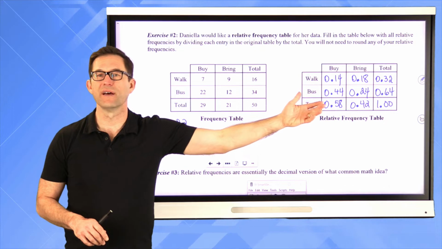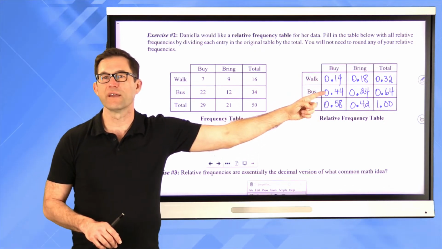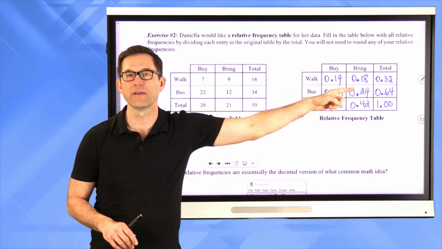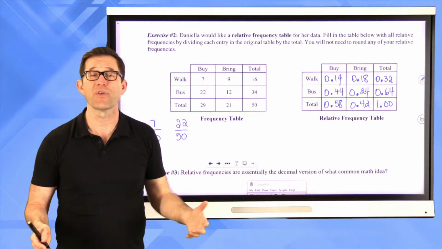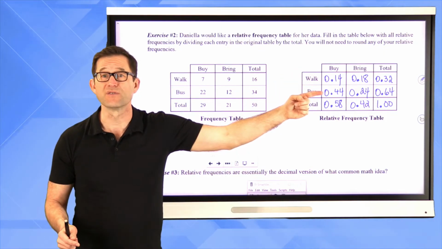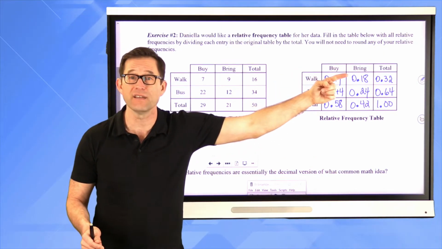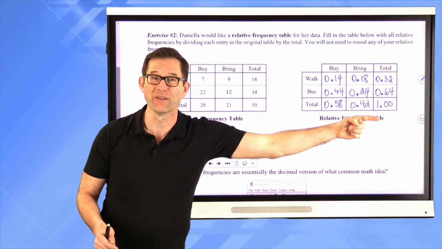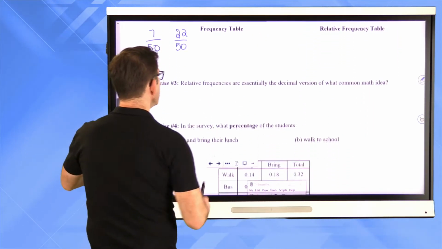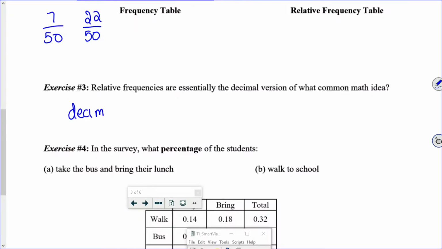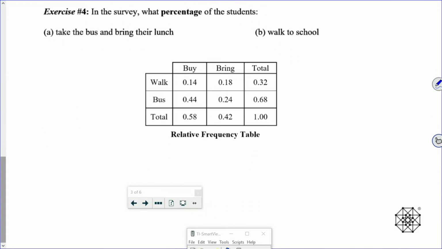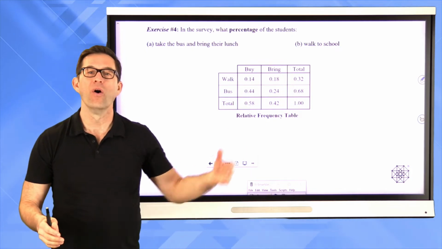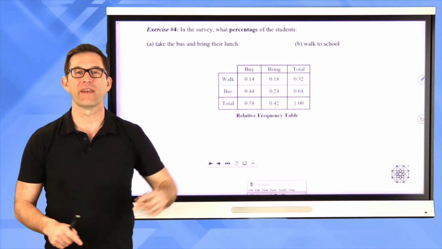Well, these are essentially the decimal version of percents, right? 14%, 44%, 58%, 18%, 24%, because a percent is something out of 100. This is 14 100ths, this is 44 100ths, 58 100ths, 18 100ths, 100 100ths. So this is simply the decimal version of a percent. And that's key, because what these relative frequencies are really saying is what percent of the total fall into each category. Let's see if we can answer that in exercise number 4.